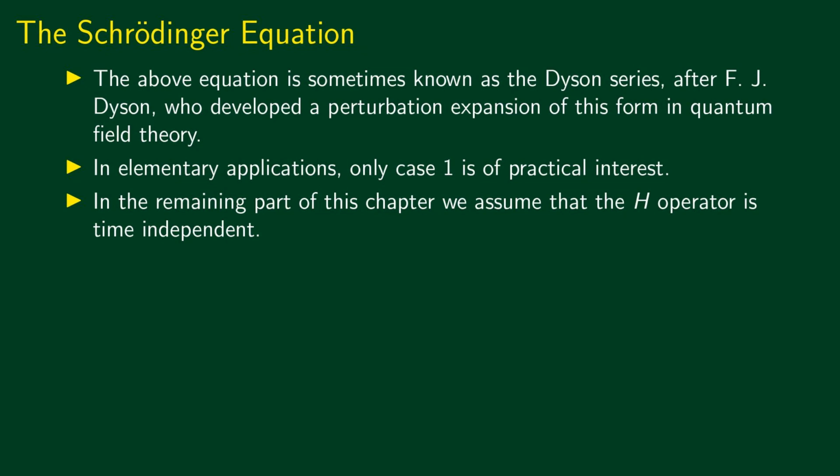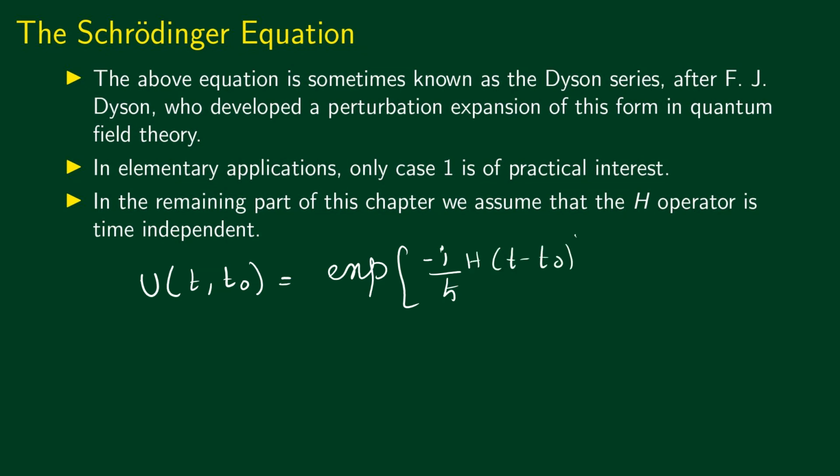Okay, and in the elementary applications that we do in this chapter, we shall be discussing only case 1. Case 1 is where the Hamiltonian is time independent, and we can write the time evolution operator in this simple form: exponential minus i by h bar h multiplied by t minus t0. We shall be using only this form in this chapter.